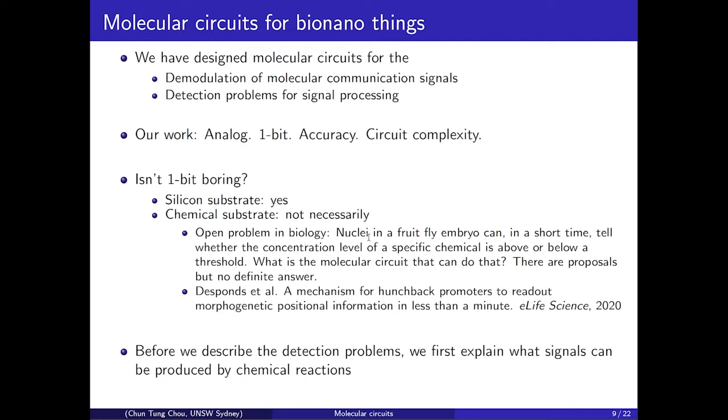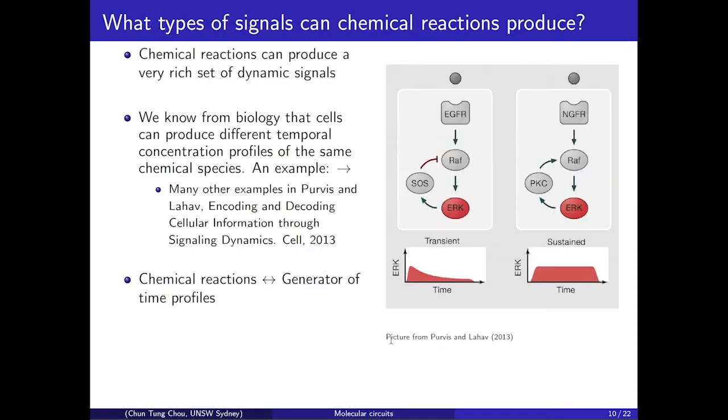Now, before we describe the detection problem, we will first explain what signals can actually be produced by chemical reactions. What I want to show you here is that chemical reactions can produce a very rich set of dynamic signals. We know from biology that cells can produce very different temporal concentration profiles, so varying concentration of a certain chemical species. Now, this is an example.